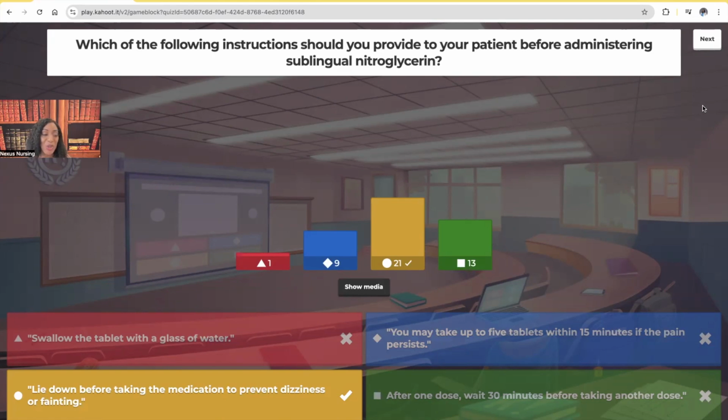One person chose swallow the tablet with a glass of water. So I know that one person doesn't know what that word sublingual means. Sublingual means under the tongue. So this is a medication that's absorbed how? Under the tongue. You're not going to swallow it. So it couldn't be that. 9 people chose you may take up to 5 tablets within 15 minutes if the pain persists. And that's false. You can take up to how many tablets? Very good. Up to 3 tablets. How many minutes apart?